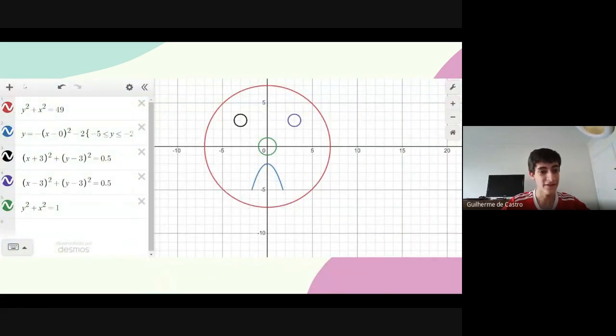And I have another smiley face here. Everything is kept constant. The only thing that changes is that the parabola is now opening down, representing a sad face.